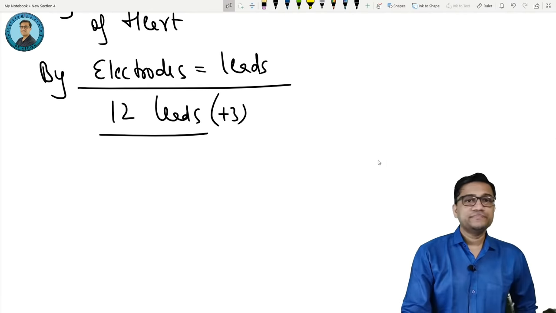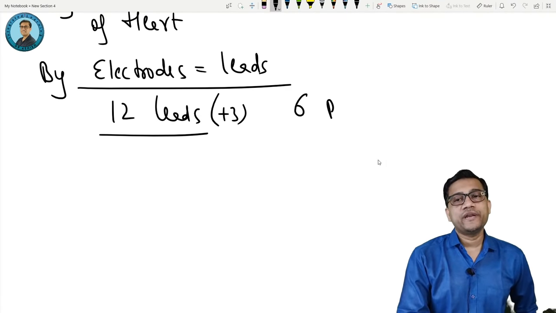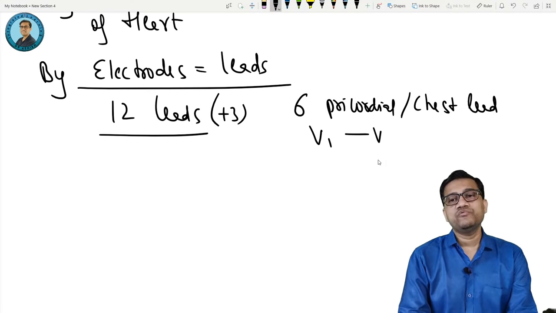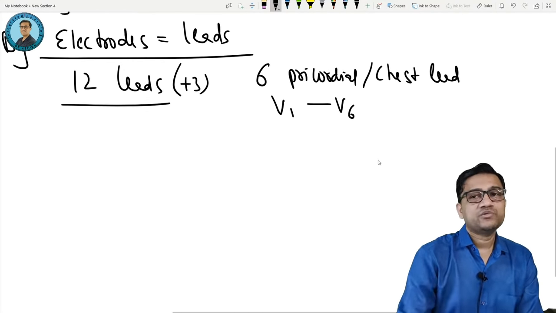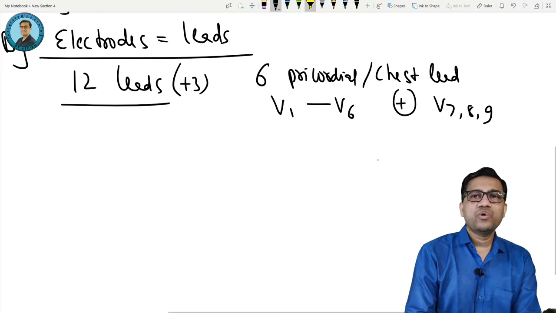Yes. Okay. So first, there are 6 precordial, or the word is chest leads. Which are they? V1 to V6. Plus 3 are also there, that is V7, 8, 9. You can ignore those. Only focus on these.